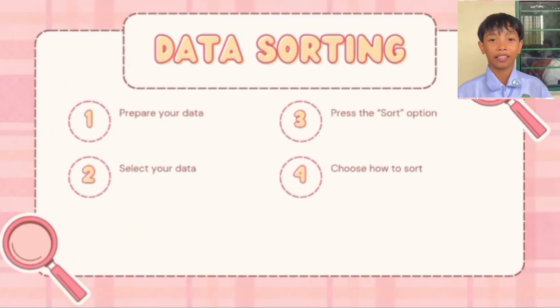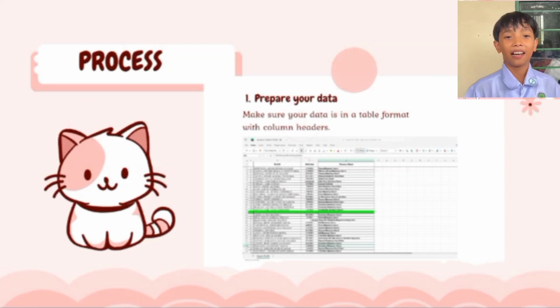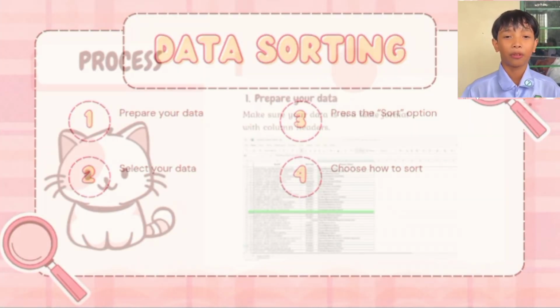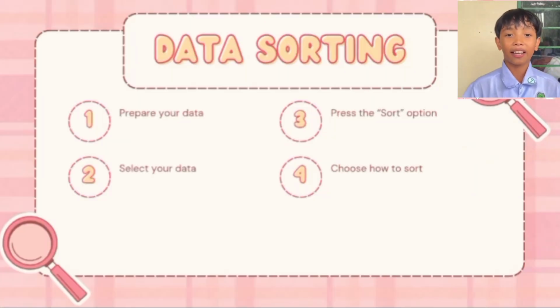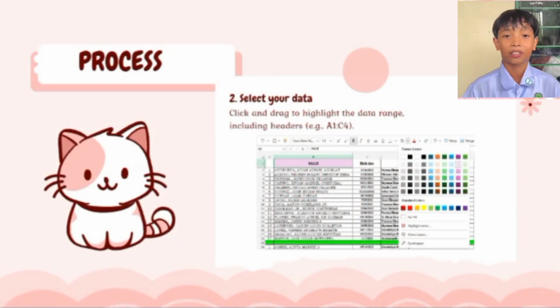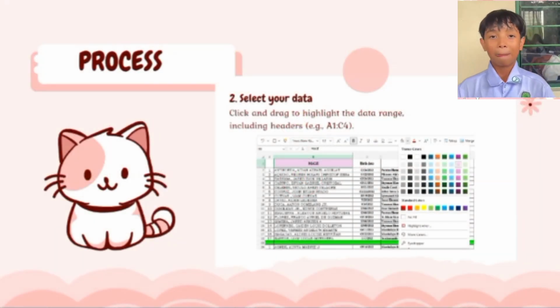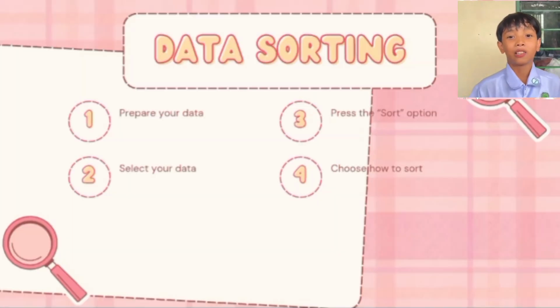Steps of data sorting. Step 1, prepare your data. Make sure your data is in a table format with column headers. For step 2, select your data. Click and drag to highlight the data range including headers. For step 3, go to the sort option.